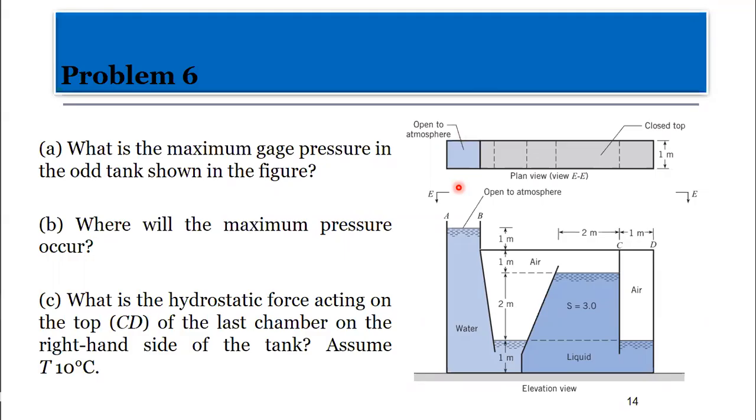Now we are to determine the maximum gauge pressure in the oil tank shown in the figure, and also tell the location where this pressure will occur. Finally, we are to look for the hydrostatic force acting on the top CD here of the last chamber. We have chamber 1, chamber 2, chamber 3, and chamber 4, the last chamber on the right-hand side of the tank. We are to assume a temperature of 10 degrees Celsius.